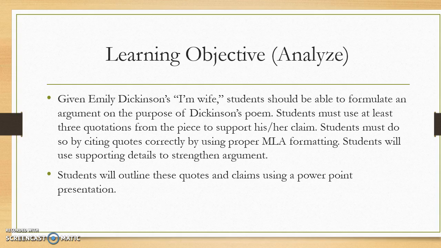We'll be analyzing Emily Dickinson's "I Am Wife." Students should be able to formulate an argument on the purpose of Dickinson's poem. Students must use at least 3 quotations from the piece to support his or her claim. Students must cite quotes correctly using proper MLA formatting, and students will use supporting details to strengthen the argument.